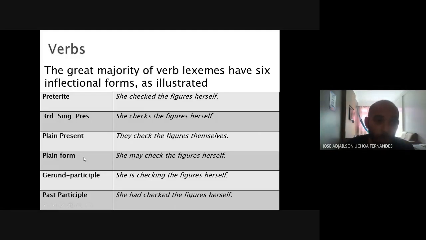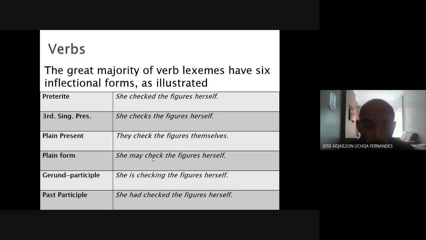The plain form can be sometimes confused with the plain present, but they are different instances. Although you have the same spelling, check and check, okay, they are different instances. Let's see the context of application of the plain form. She may check the figures herself. He can go to the movies tonight. They might stay home if it rains. As you see, there is always a modal verb like may, might, can, could, should, ought to, preceding the plain form. The plain form is the same as to say the infinitive without to.